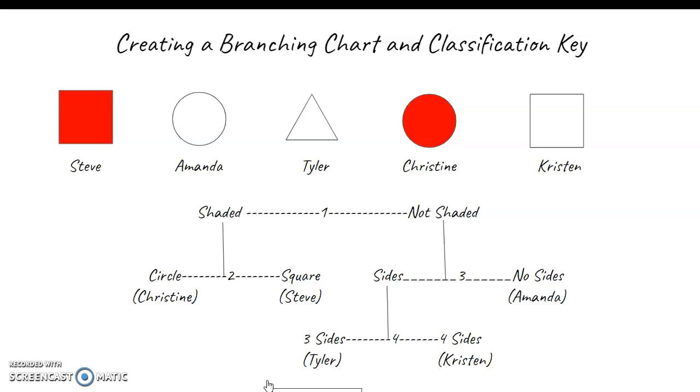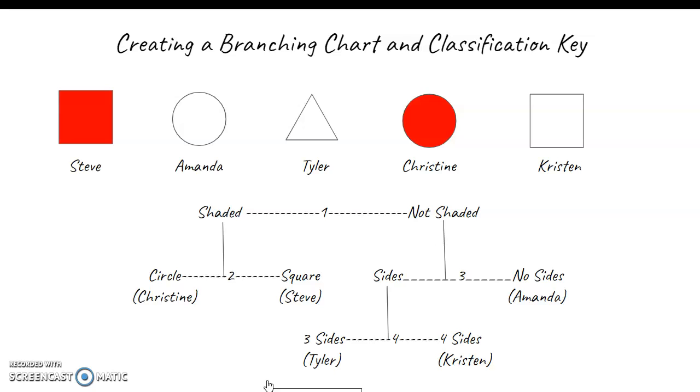Now, we're not going to start off with living things. That's too complex. We're going to keep things a bit simple here at the beginning. We have here a picture of 5 shapes, and I've named them: Steve, Amanda, Tyler, Christine, and Kristen. Just like we have living things out there on Earth that we might name elephant or deer or rose, each of our shapes has a name. Each of our shapes also has specific characteristics. Maybe it's made of lines, maybe it's colored in, the shapes and lines are different, etc.